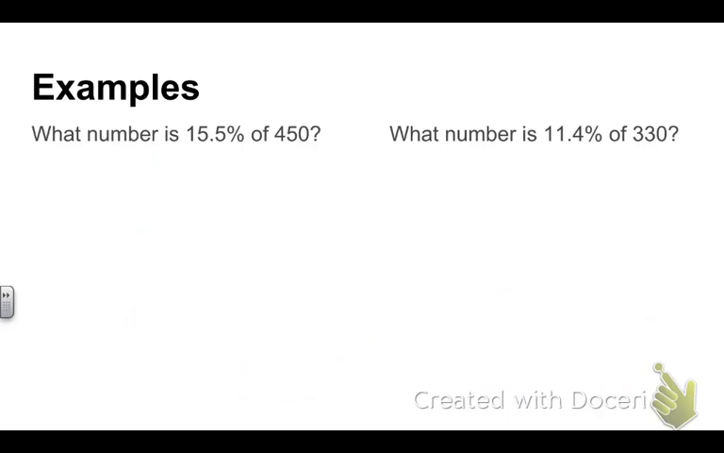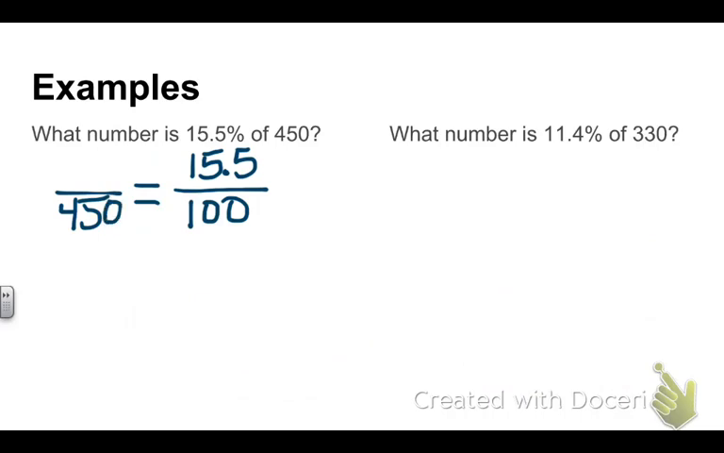Same thing. We need to write a proportion. All right, well, they give us our percent. Our percent is 15.5. Again, no converting, we just get to write it. And it's 15.5 always out of 100. And it's saying what number is, that's what we don't know. 15.5% of 450. 450 is our of, that's our whole. So that's going to go on the bottom, and our x is going to go on the top.